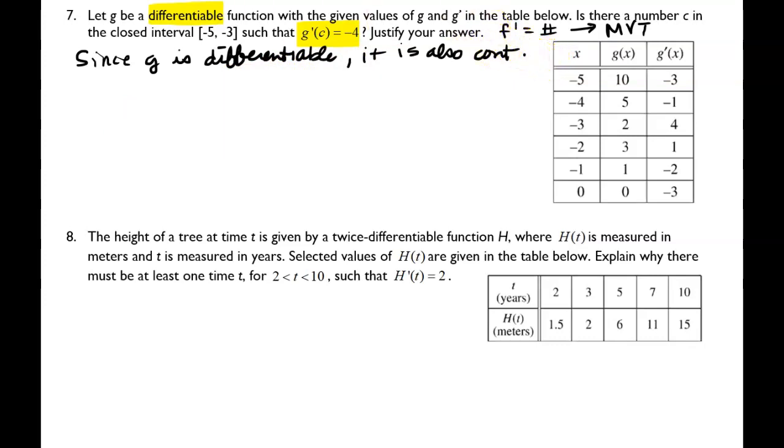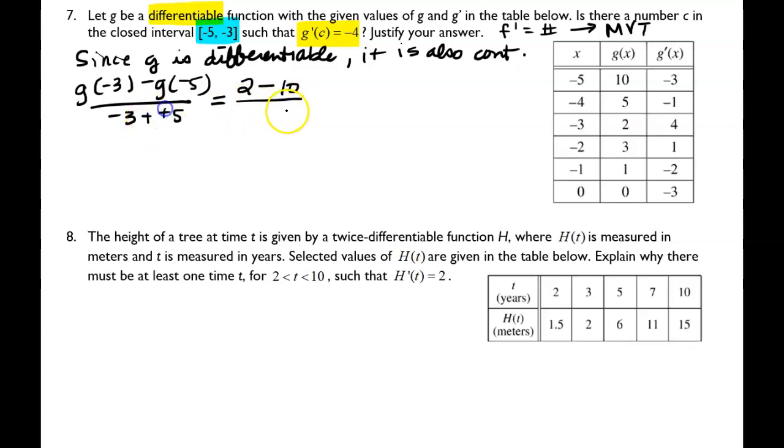So what we want to check next is we're going to use this interval, -5 to -3. We're going to try to find the average rate of change on that interval. So we're going to do g of -3 minus g of -5 over -3 minus -5. Now I can use the table of values to find that out. So what I'm looking for here is g of -3, which is 2. G of -5 is 10, over -3 plus 5, that's 2. So I have -8 over 2, and I get -4.